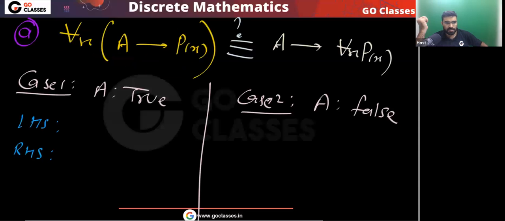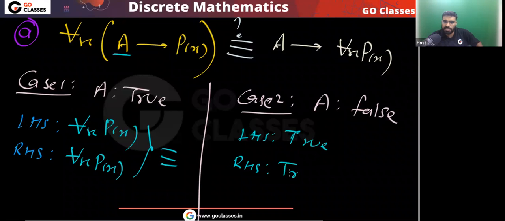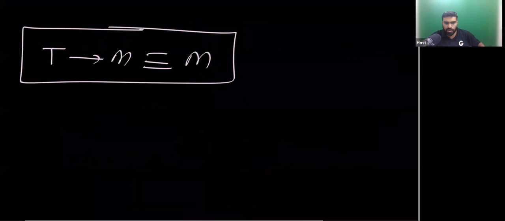So here you can notice that if A is true, then you can simply write it for all x Px. Here also, if A is true, then you can simply write it for all x Px. So these are equivalent. If A is false, then what is LHS? A is false. False implies anything is true. So this LHS will be true. This RHS will also be true. So they are again equivalent. So can I say this is valid? Yes, they are equivalent.